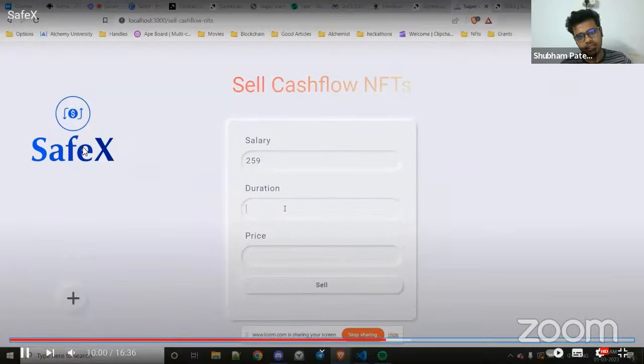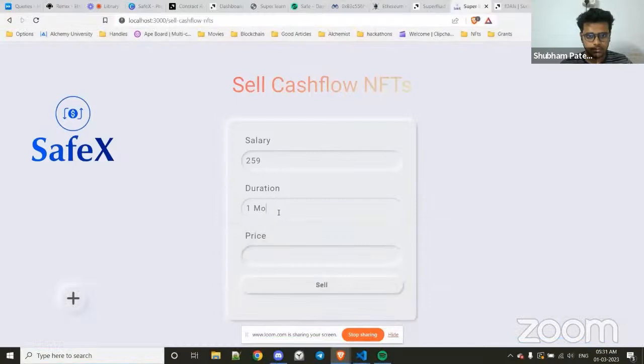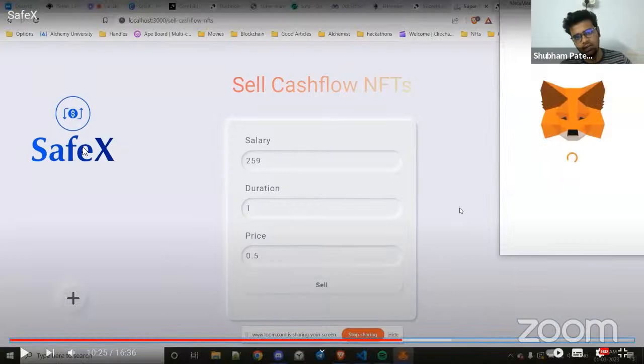Now you can come on our platform and create a sell-your-salary bond kind of thing. Here I'll add basic details about my salary money stream: how much salary I am getting, the duration of that salary stream, and for how much money I would like to sell. All this information will be displayed to the person who wants to buy this salary stream on the buy salary stream page.